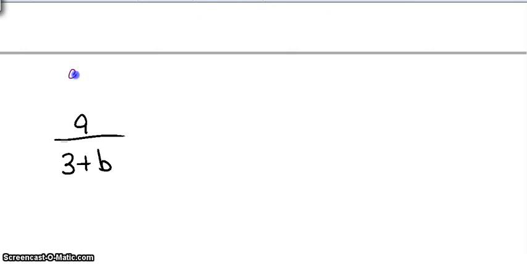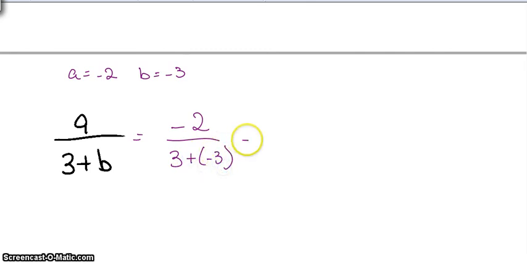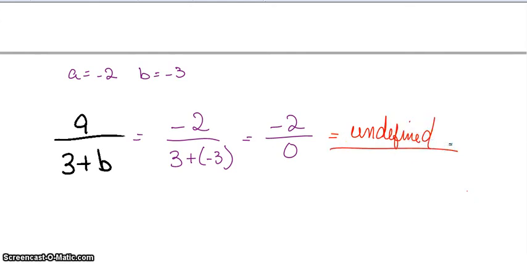Okay, so once again, remember, a is equal to negative 2, b is equal to negative 3. So now I have negative 2 divided by 3 plus b, which is negative 3. So I have 3 minus 3, that just gives me 0. Thing you really need to remember, any number divided by 0 is always undefined. You can never divide by 0.